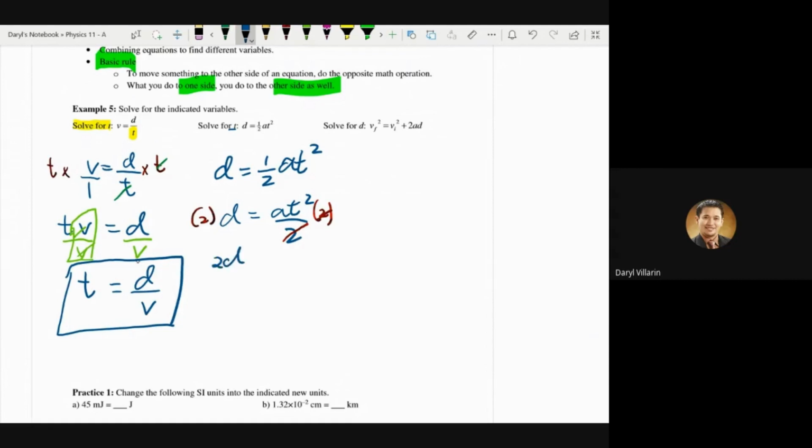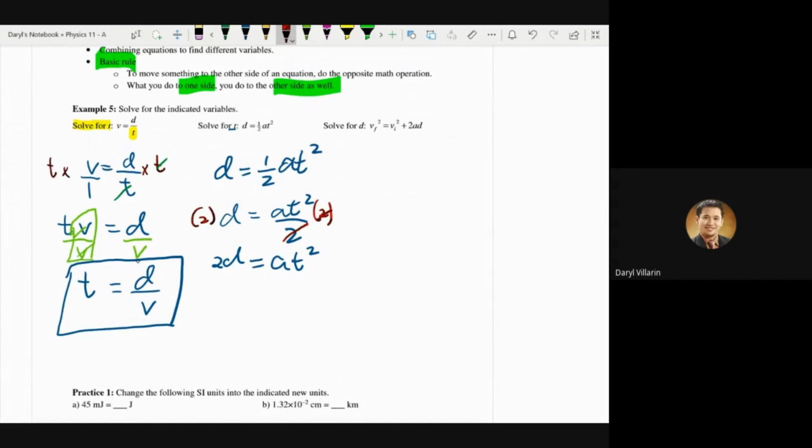So this gives me 2d equals a t squared. Again, I'm solving for t. So that means I'm going to separate my t. Remember, I'm solving for t, not t squared, okay? But just t, t to the exponent of 1, not t to the exponent of 2. However, I still have a beside my t. Again, the general rule is that I need to separate that one.